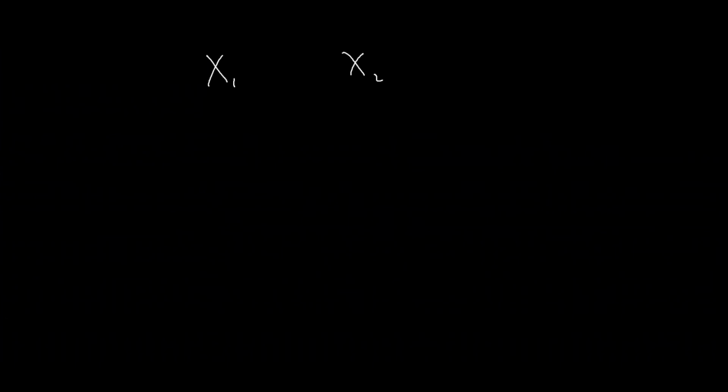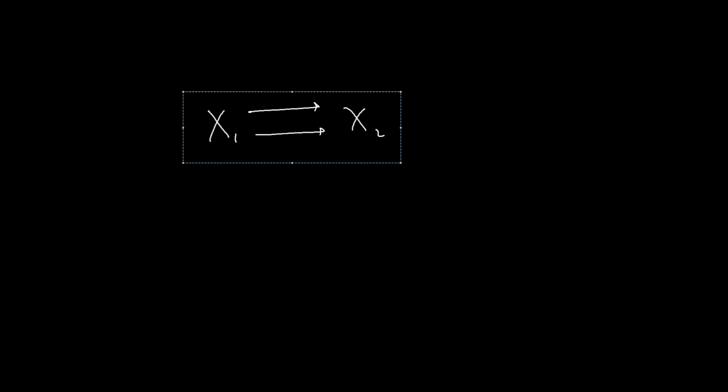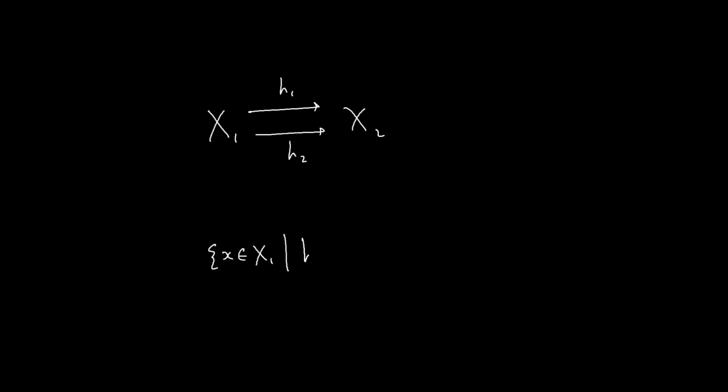And so we can apply this idea in the general case where we take two arbitrary functions h1 and h2 from two abstract sets x1 and x2. We propose to put here in the place of L the set of all those x's from the set x1 such that h1 of x equals h2 of x. We have a natural function that way that maps every x to itself.